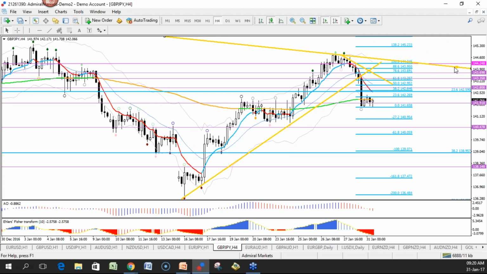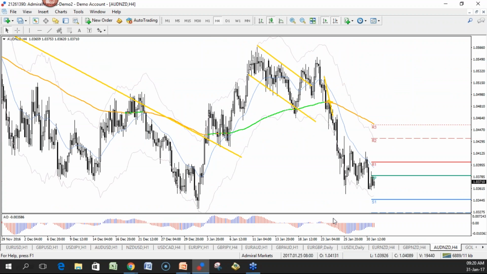Any other currency pair you want to take a look at? Could take a look at the New Zealand maybe. Let me know if you have a particular one in mind.